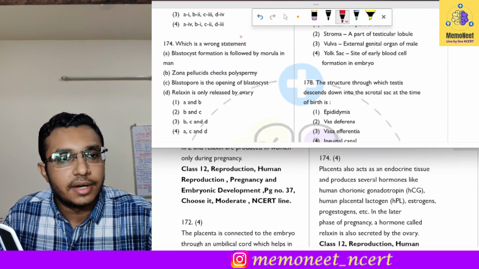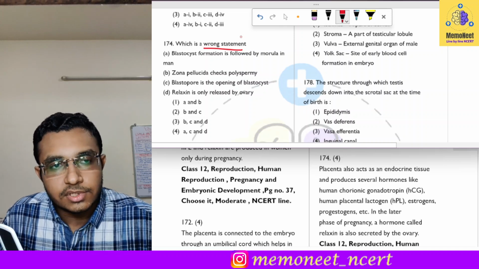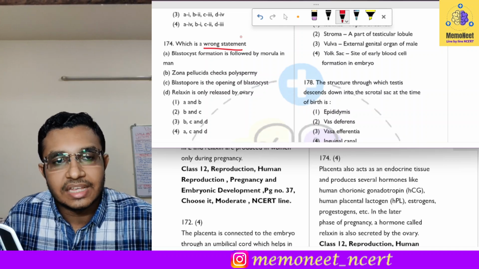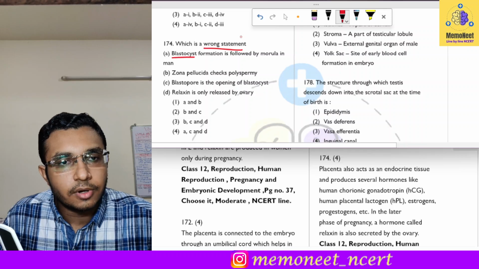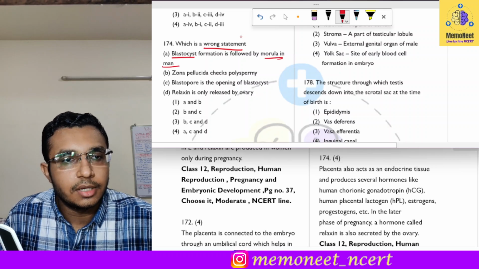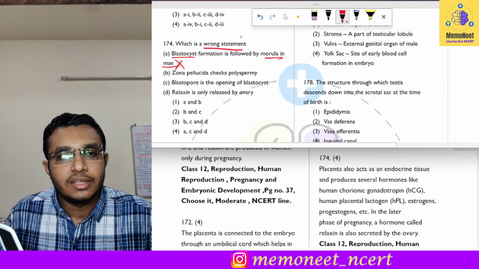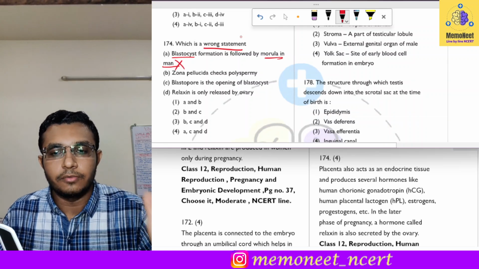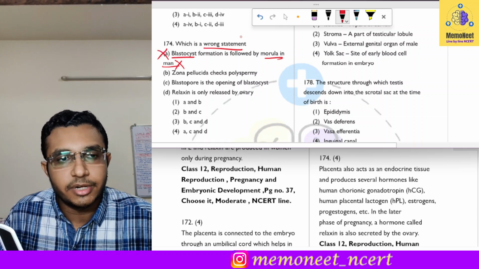It states which is a wrong statement. Among the following four statements, we have to find which of them is incorrect. The first statement is blastocyst formation is followed by morula in man. Is this correct? No, this is incorrect, because the morula is formed first, then blastocyst is formed. So this statement A is incorrect.